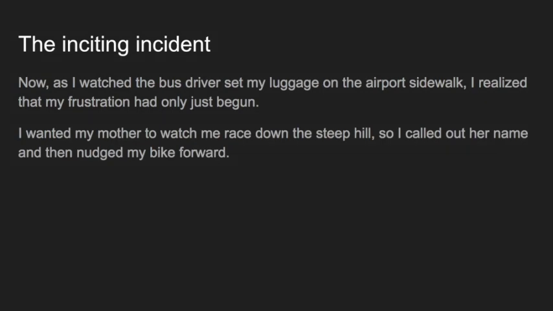"I wanted my mother to watch me race down the steep hill, so I called out her name and then nudged my bike forward." Okay, so again, this is the beginning moment of a story, so we can guess that something exciting or terrible or disastrous is going to happen on the way down the hill. And so he's called his mother's name, and she's going to watch him do something amazing or terrible. But this is the first action that's kind of beginning the main part of the story. So this is the inciting incident.